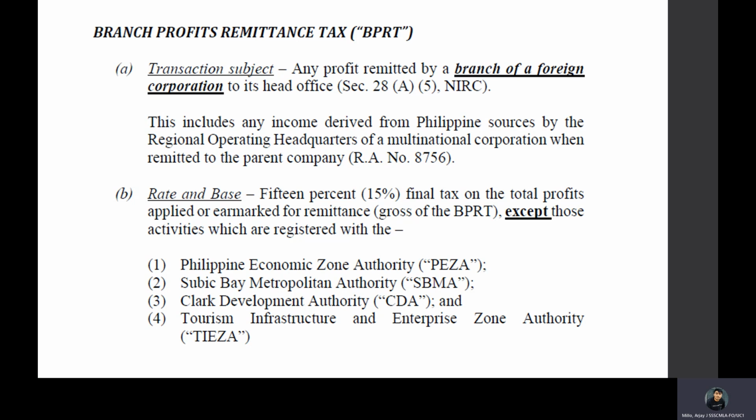So our base here is a 15% final tax on the total profits applied or earmarked for remittance, except those activities which are registered with PEZA, SBMA, CDA, and TIEZA. These registered entities have separate rules and regulations, which is why we exclude them from these special taxes.